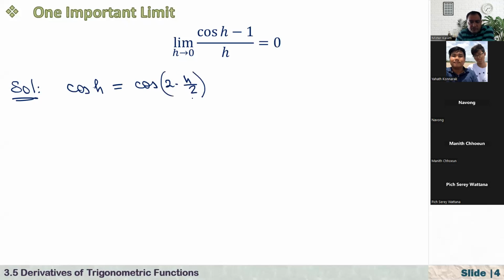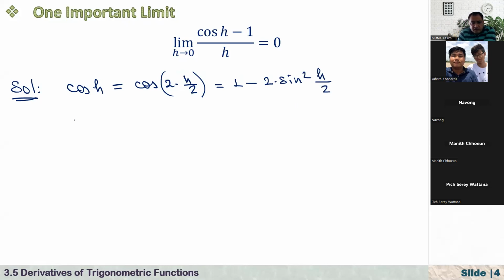So now you can consider this h over 2 as alpha. In two different ways I can write cosine of 2 alpha: it is equal to 2 cosine squared of alpha minus 1, or 1 minus 2 sine squared of alpha. Now I want to eliminate this one, so I need this form: 1 minus 2 times sine squared of alpha. What is our alpha? Here it is h over 2.